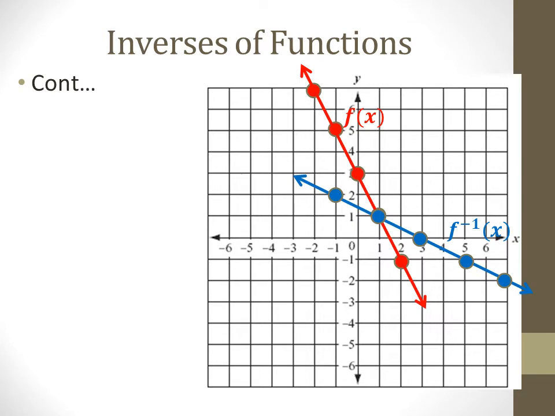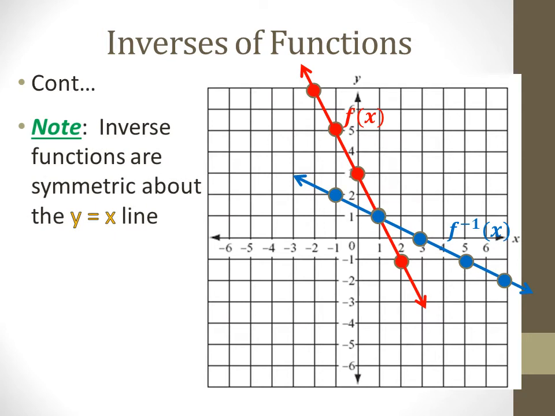One thing you notice is there's some symmetry going on between these two lines. Can anybody recognize the symmetry? It's kind of hard to see right away, but if you divide the paper diagonally, this is actually the y equals x line. It goes through the origin. And in fact, this is one property of inverse functions: inverse functions are always symmetric about the y equals x line of any of the original functions.